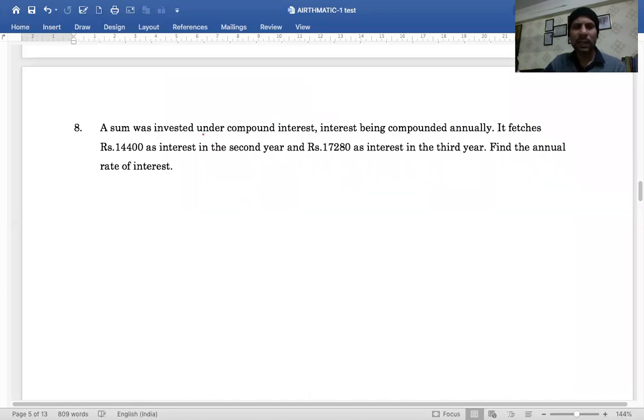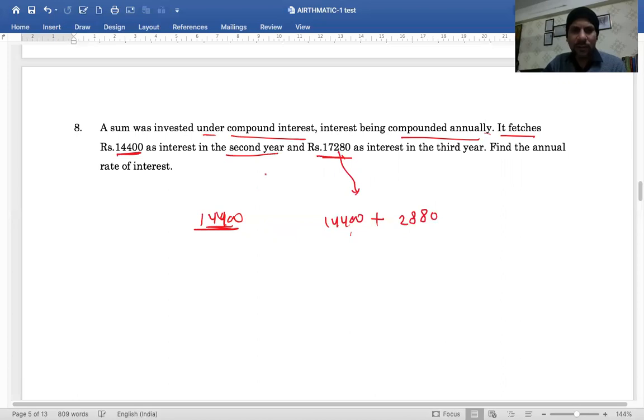If a sum was invested under CI, with interest compounded annually, it fetches rupees 14,400 as interest in the second year, and this is the interest in the third year. Very simple, as I told you earlier: in the second year this is the interest, so in the third year the interest should be 14400 plus the difference between this and this, which should be 2880. So this is the interest on the amount, or you can say the principal, at the end of 1 year, which has the same interest.